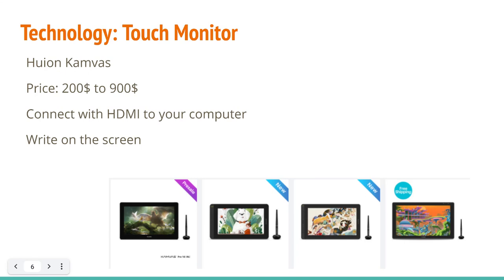You can use a touch monitor. I call it a touch monitor. It's like your second screen, but you can write on it. It's connected with an HDMI entry, like your second monitor, but you can write on this monitor. Price varies from 200 to 900, and it's really cool because you can see what you write, but you do not need to connect it to WebEx. It's just a monitor. It's not a computer.